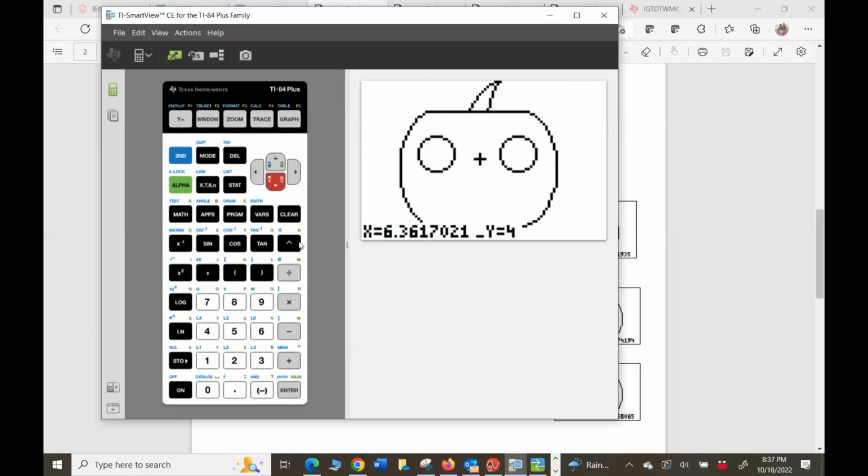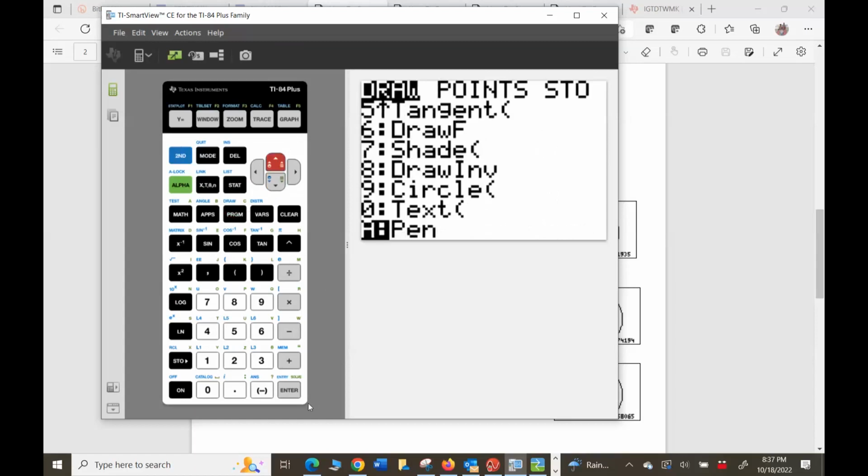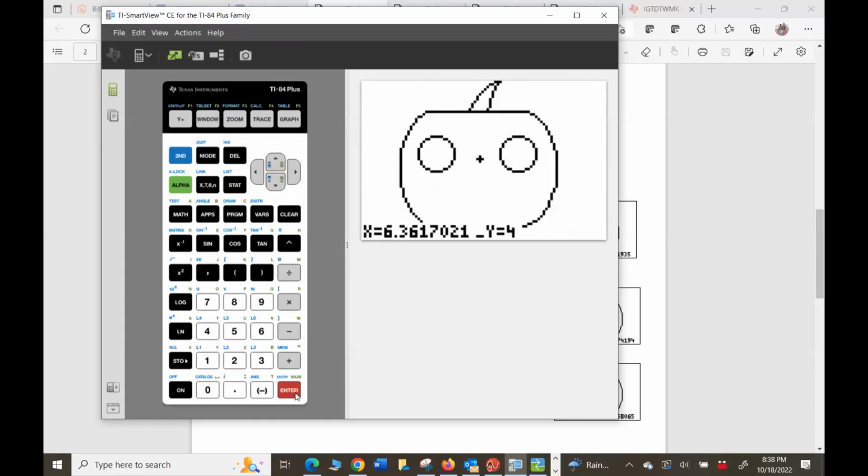I could use either line segment or pen. I think I'll use pen this time. So again, second program is draw, and pen is the last one. I'll press enter on pen, and I have to press enter to start it. Now I'd like to go down, left, down, left, down, left to go diagonally. That's kind of how I get a diagonal going. All right, press enter, and that stops it.